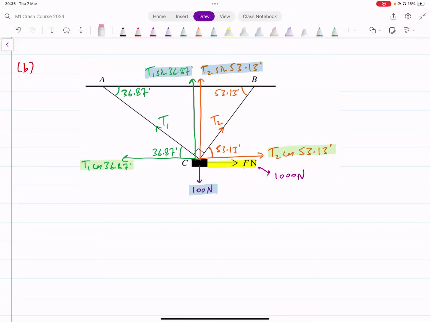What we need to do is find the greatest possible value of F such that the block will remain in this position and will not move towards the right. If F was, for instance, just 1 Newton, then you can expect the block not to move, right? It will stay in its position. So between 1 Newton and 1000 Newton, there is some point where this equilibrium position is going to change. What is that point? That is what we're looking for. We're looking for the greatest possible value of F such that this equilibrium position will not change. Okay, so that's the question.